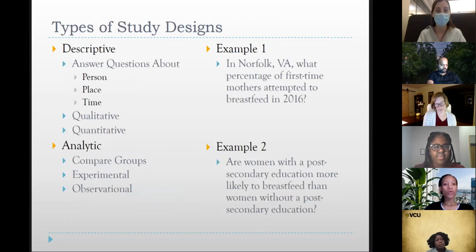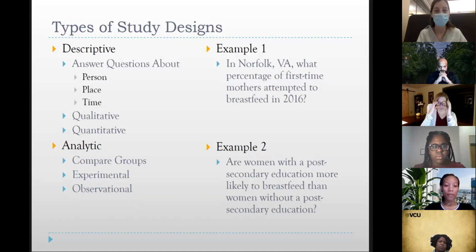And so now I'll get into the types of study designs, and we'll stay there for the remainder of the talk. So there are 2 general types of study designs. There are descriptive studies and there are analytic studies. And so under descriptive studies, you're really answering questions like the 5 W's: who, what, when, where, why, and things of that nature. And so you're really looking at person, place, and time. And these studies can be qualitative or quantitative.